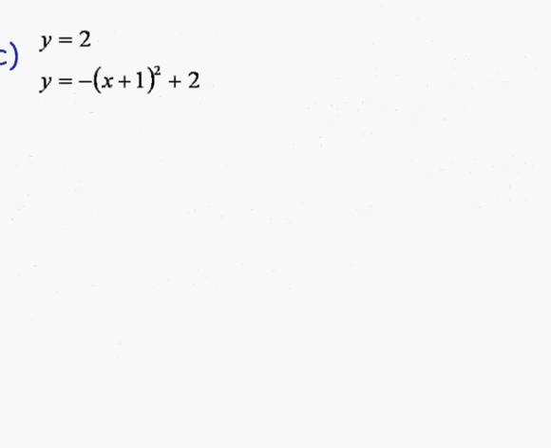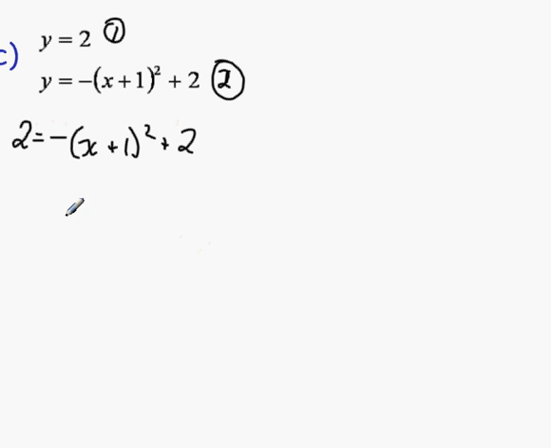For our last example, we have y equals 2 and y equals (-x plus 1) all squared plus 2. So the first equation in this case is a line, right? So y equals 2 is a horizontal line that crosses through y at 2. Okay, and our second equation is our parabola. So I can substitute my first equation into my second equation. So I end up with 2 equals (-x plus 1) all squared plus 2.